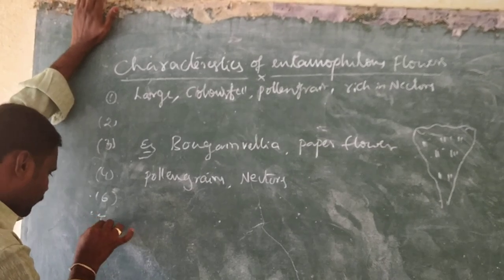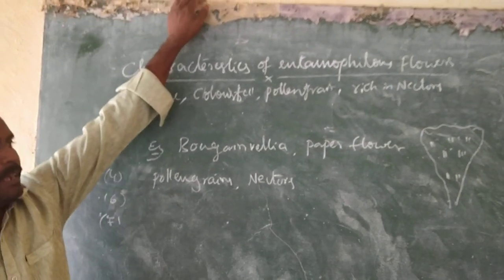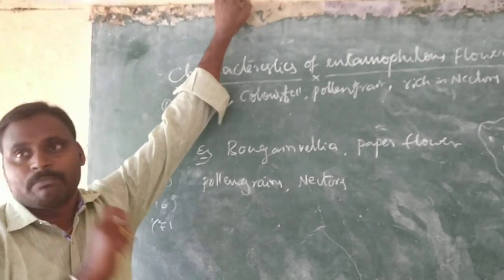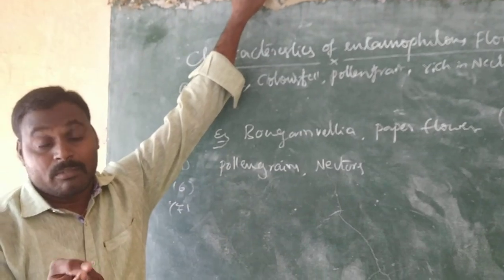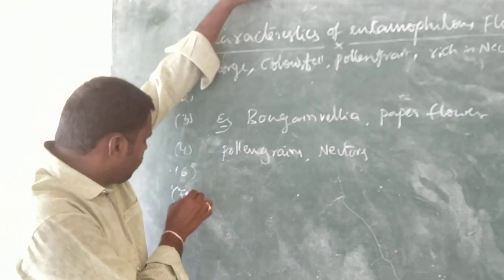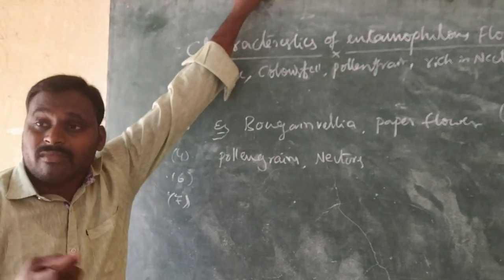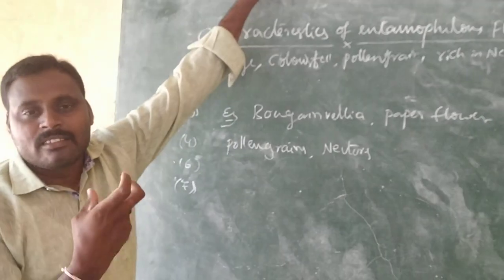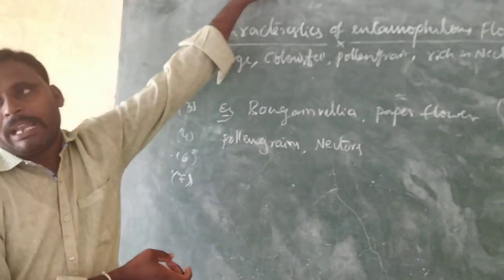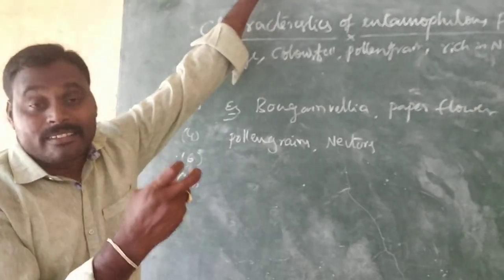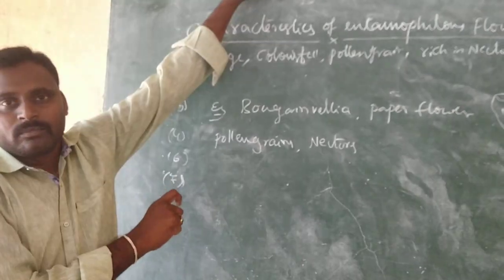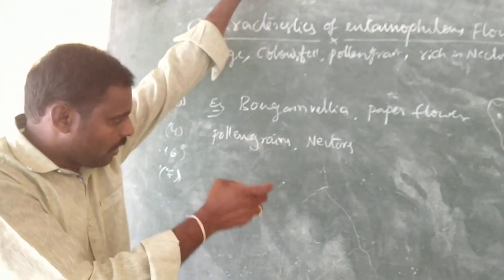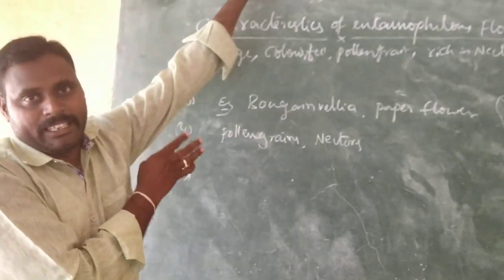And see here, in some members of the plants, the pollen rewards are placed in safe places. Example for this, Amorphophallus. Amorphophallus is nothing but a Jamaican. It is the longest flower in the plant kingdom. It grows nearly 6 feet. In those plants, the nectar or pollen rewards are placed in safe places.